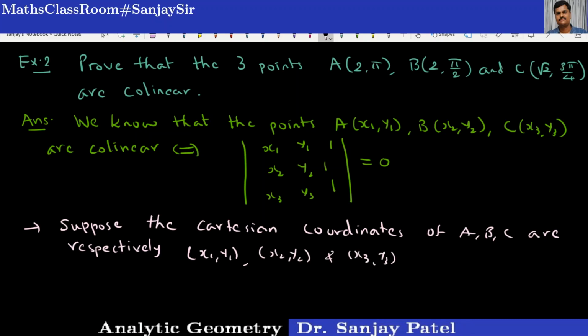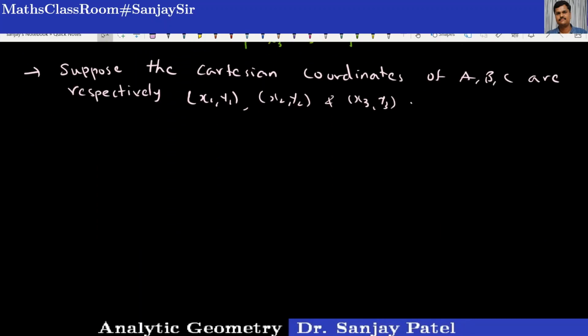That means the Cartesian coordinates of A are x1, y1, B are x2, y2 and C are x3, y3. Okay. What I will do is convert these polar coordinates of A, B, C. Suppose this is r1, theta 1, this is r2, theta 2 and the coordinates of C are r3, theta 3. Then we would like to convert this into Cartesian form so that I can use the condition for collinearity. So let me convert these points into Cartesian form.